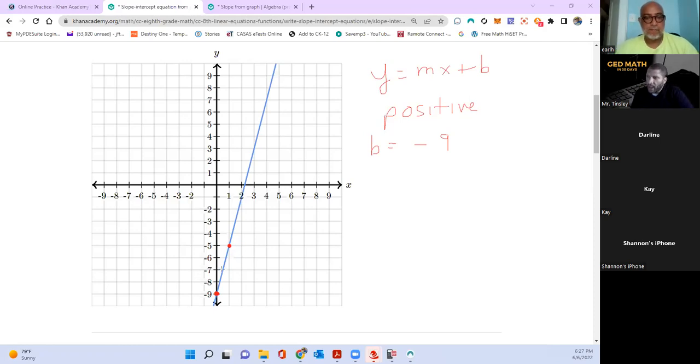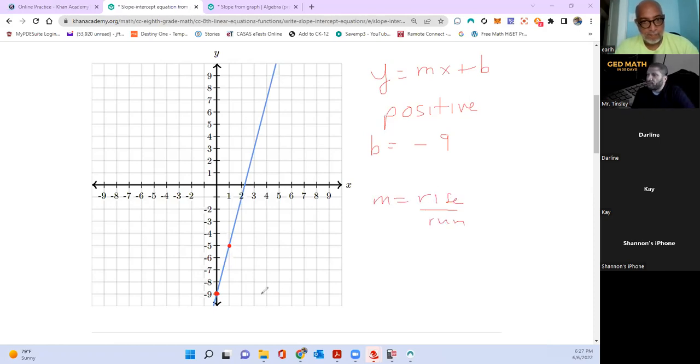The reason why I wouldn't use this point is because even though y is -7, I can't tell what x is. Is it 0.8? Is it 1/2? Is it 0.63? I don't know what it is. So I'm going to select a point on this line that corresponds to whole numbers on the x and y axis. Does everybody understand that? Yes. I'm going to use my rise over run.